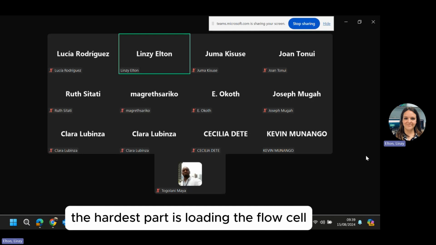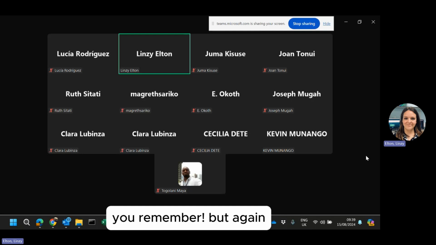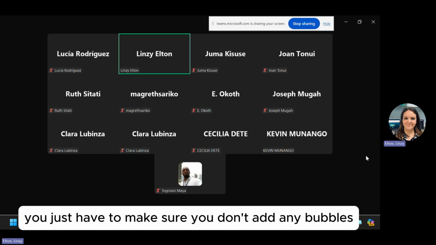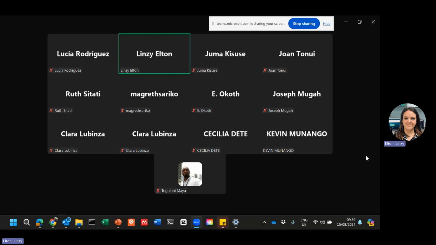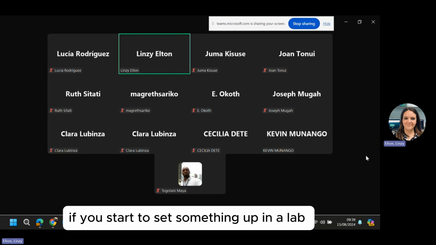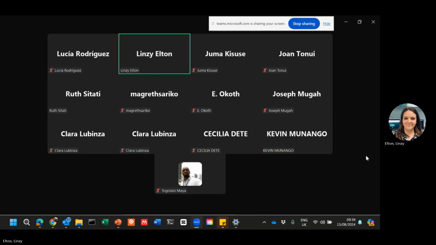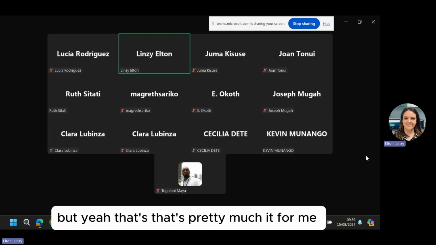The hardest part is loading the flow cell, as I'm sure if you were there you remember. But again, there's the tutorial video online that does go through it. So you just have to make sure you don't add any bubbles. As I say, I'm more than happy, if you start to set something up in a lab, to try and help. But that's pretty much it from me.